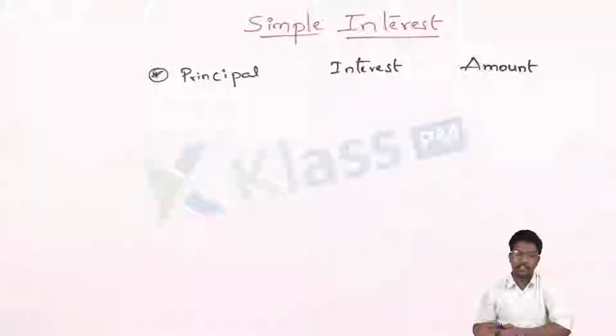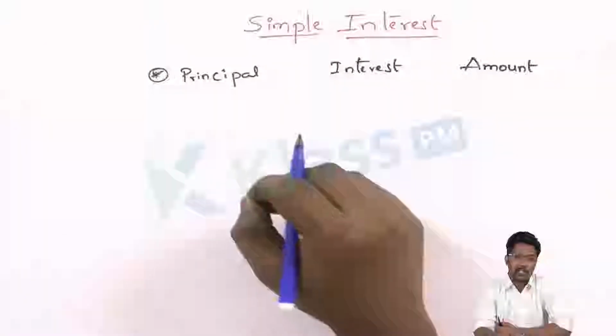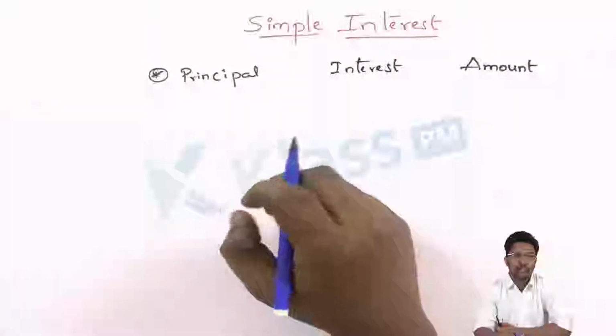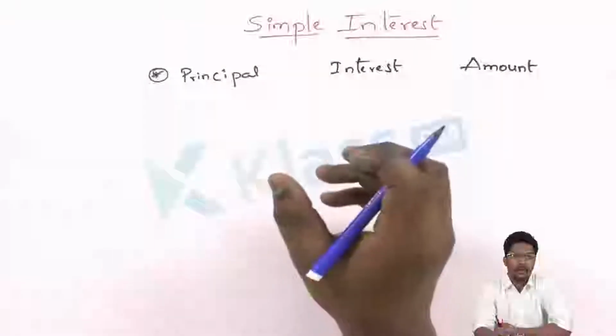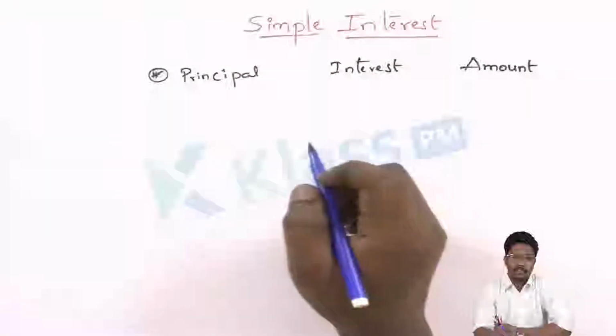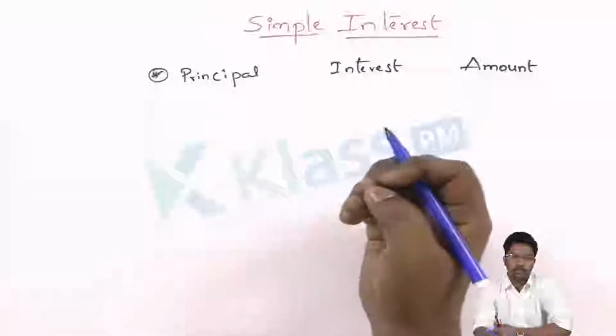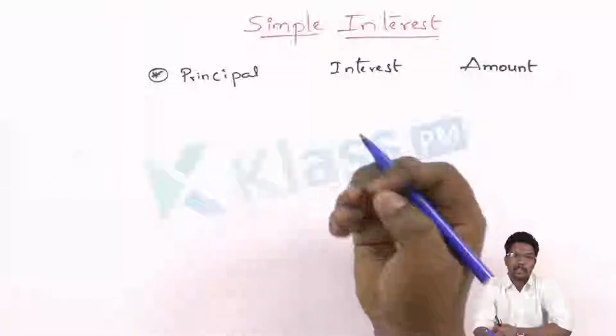So principal, what is principal? This is the sum of money which is lent or borrowed from someone. This is called principal. This is the initial amount which we are borrowing from other persons. Okay, what is interest? This is the extra money paid for taking the money as a loan. This is often expressed as a percentage.